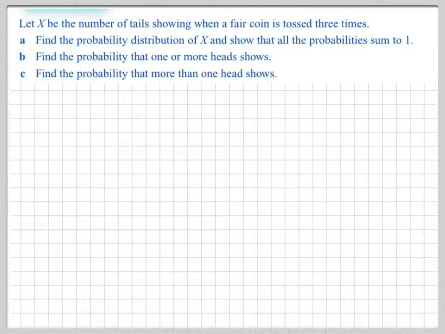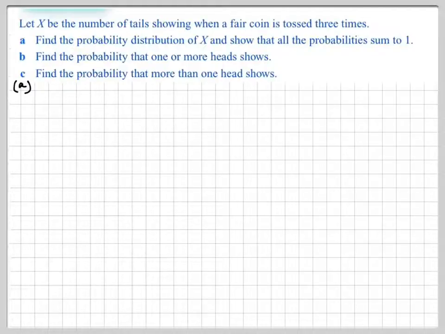Let's do an example now, a different example. We're going to do number of tails shown when a fair coin is tossed 3 times. No problem. In A, we've got to find the probability distribution of x and show that all the probabilities add up to 1. In B, we've got to find the probability that 1 or more heads shows. That's nasty because we're talking about tails, aren't we? Oh well, we'll fix it, don't worry. In C, we've got to find the probability that more than one head shows.